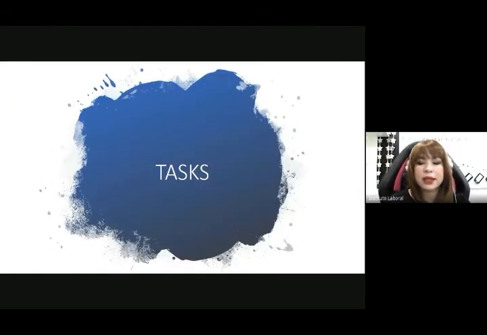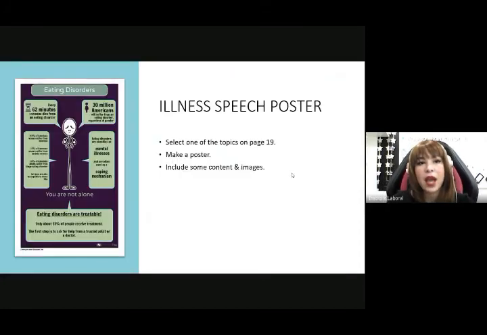Let's talk about the task. You have the midterm exam. As I mentioned before, the midterm exam is an illness speech poster. Here you have an example. This is an example of one of the diseases that I selected, eating disorders. So I present some important information, statistics highlighted like bubble speech to talk about this and a small picture in the middle.